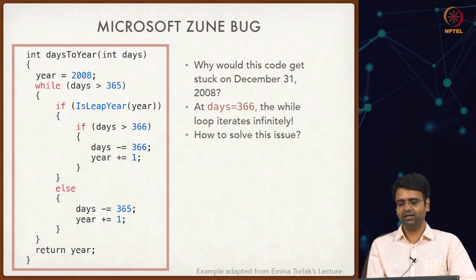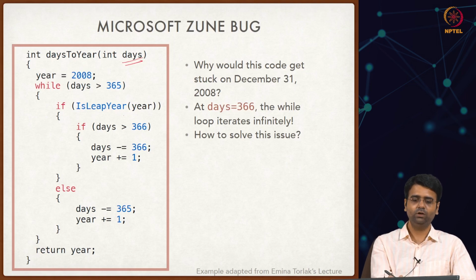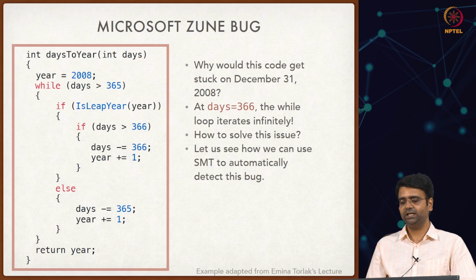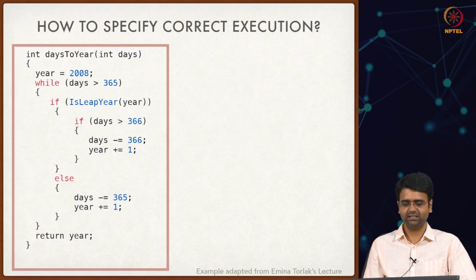Now as a homework, you can try to repair this program and solve this issue, but that's not what we are going to focus on now. Let's focus on how we can automatically find bugs like this using SMT. Remember that in order to find this bug, you have to do very careful reasoning: what should be the value of days, and what should be the value of year that I have to pass, so that this particular code gets stuck. Let's see how we can do this automatically using SMT.